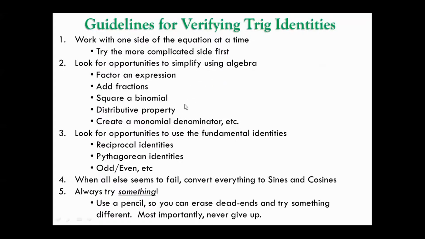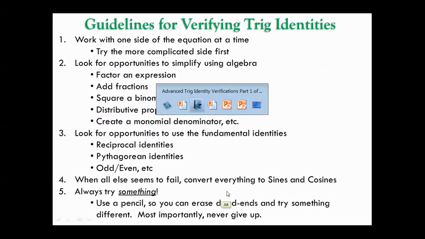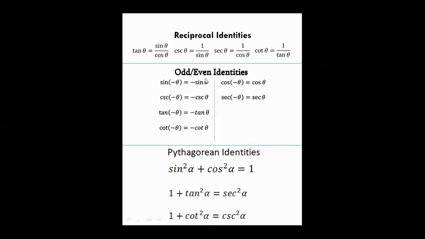We're going to use a ton of algebra. We're going to factor. We're going to add fractions and things like that. We're going to use difference of squares, difference of cubes. Number 3, we're going to look at a lot of our fundamental identities, turning things into their reciprocals, Pythagorean, odd, even. When all else seems to fail, we're going to convert things to sines and cosines, and of course we're going to always try something. Our main identities that we're going to use are right here. We've seen these before, so I'm going to keep reverting back to these.